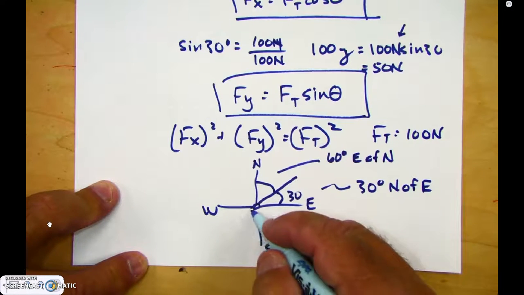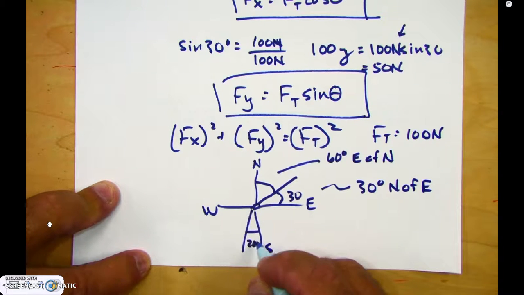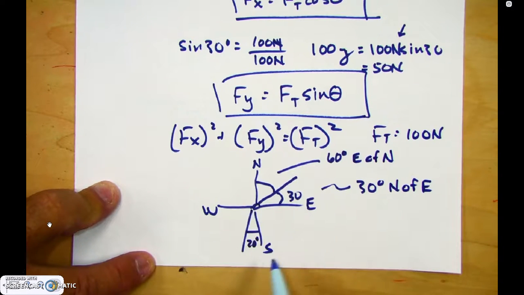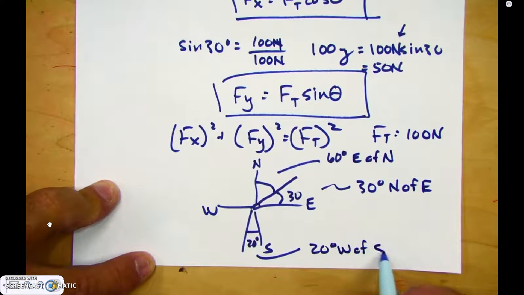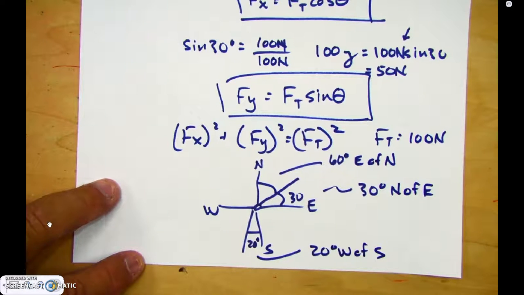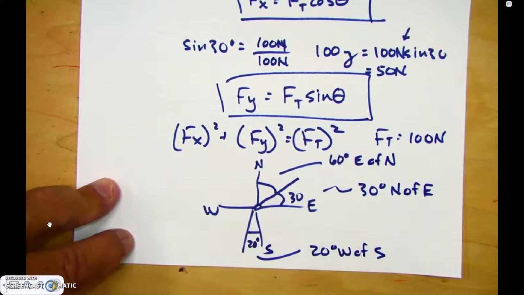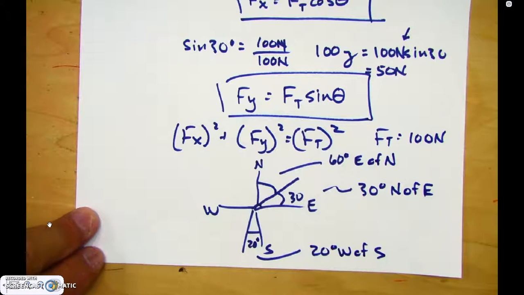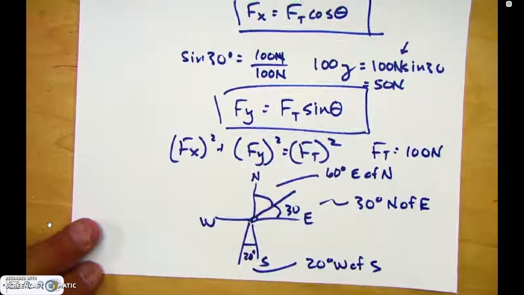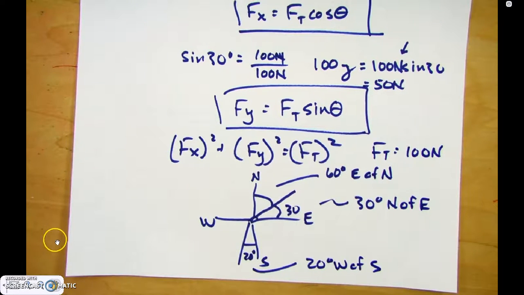So if you had something down here, let's say it's 20 degrees this way, it would be 20 degrees west of south. Just in case you see that, I don't know that I'll use it, but just in case you see it. You need to be able to resolve into components into their angles, and that needs to be the first thing you do. Whenever you get an angle and you get a force, do it. More later.